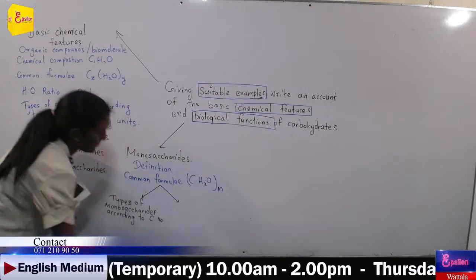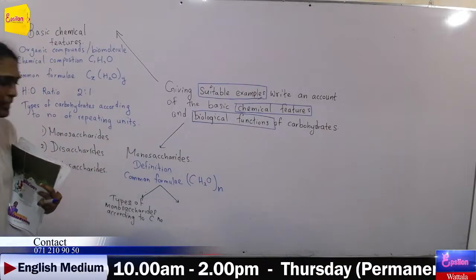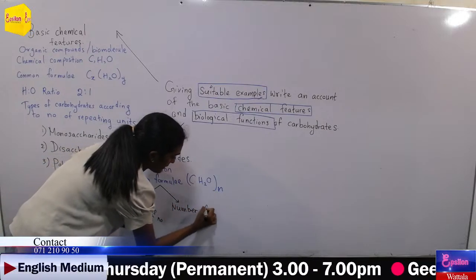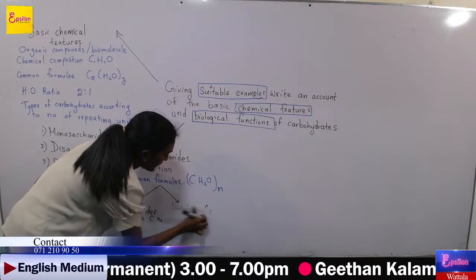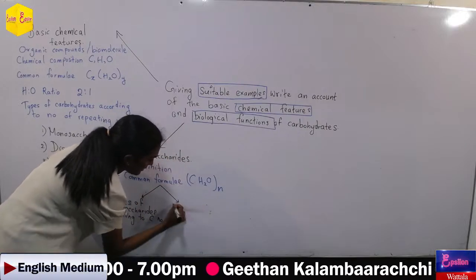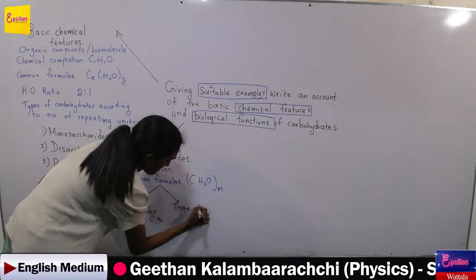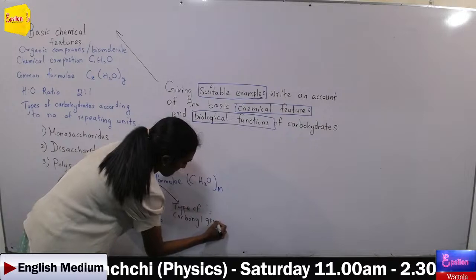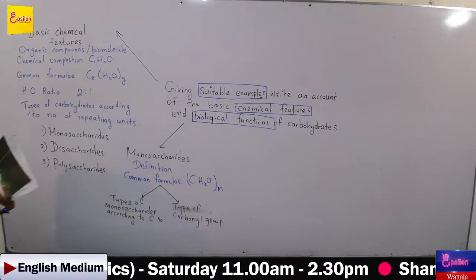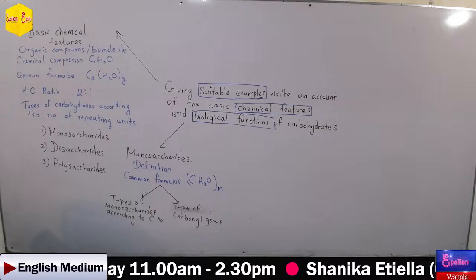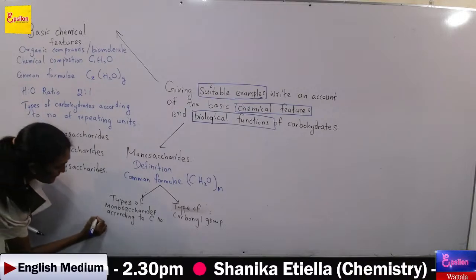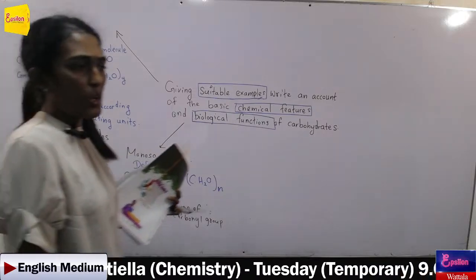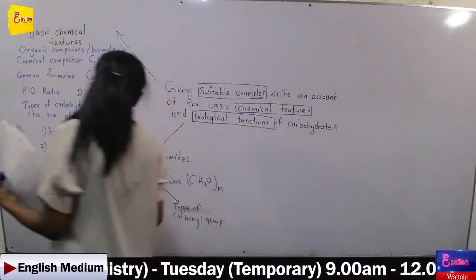Carbon number, right? What is the other one? Number of, type of carbonyl group present, isn't it? Correct? Then we have to say about the name of 3-carbon compound. What's the name of 3-carbon compound? Common name? Trioses. Example?